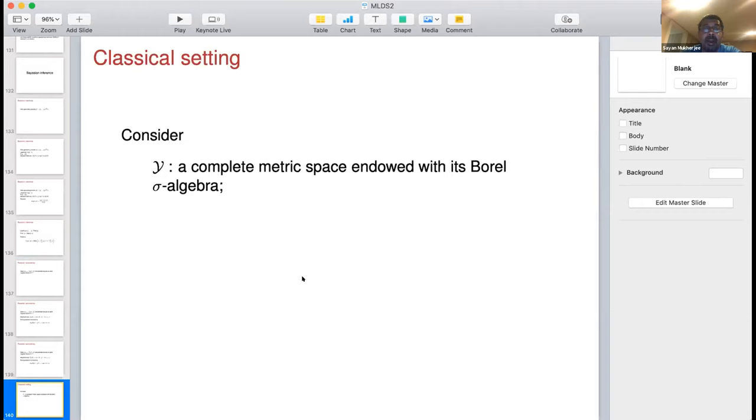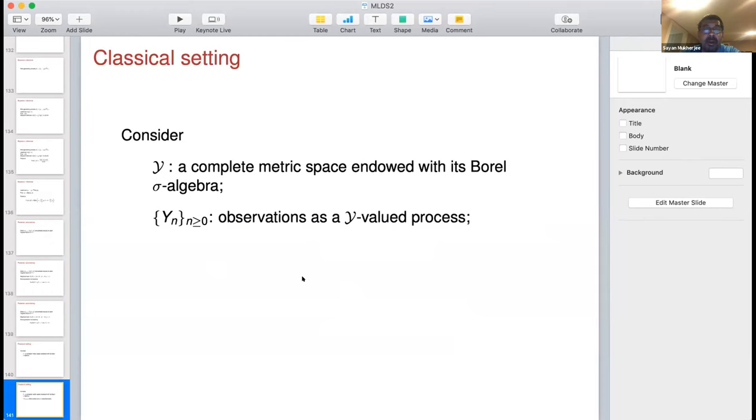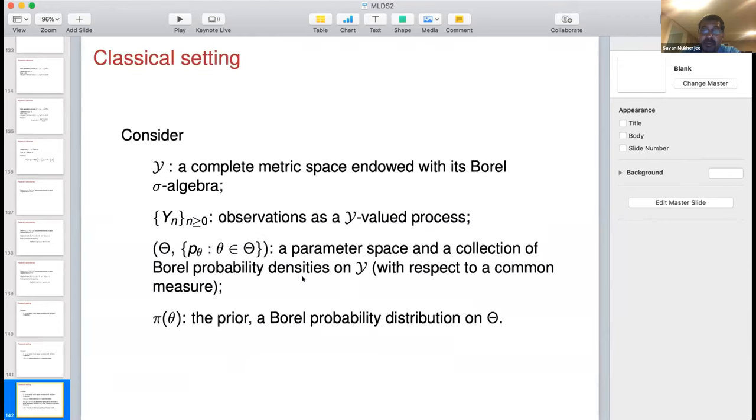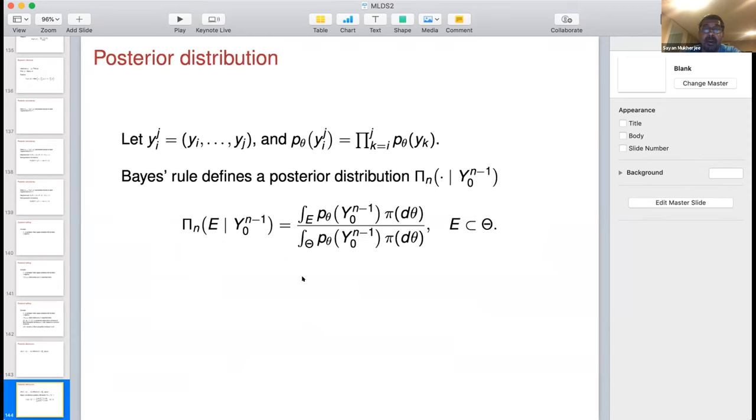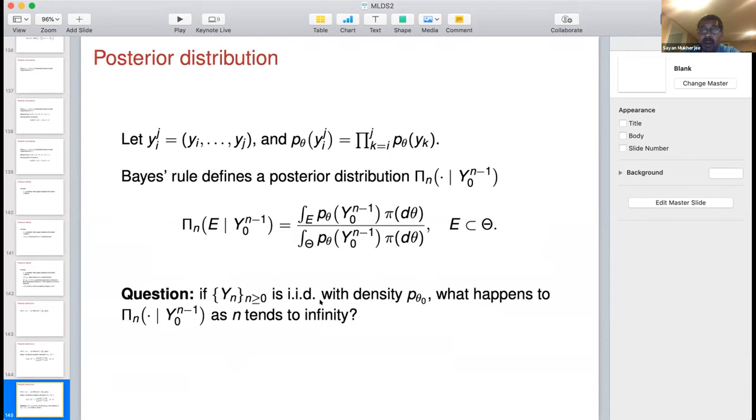Now, the classical setting is: I have a complete metric space with a Borel sigma algebra. I have some Y-valued process of a parameter theta on the space. This could be infinite dimensional. I have a prior and I have a posterior. Typically in the IID case, the sequences are drawn IID with some density, and you ask what happens to the posterior as n goes to infinity. Does it go to the right answer?